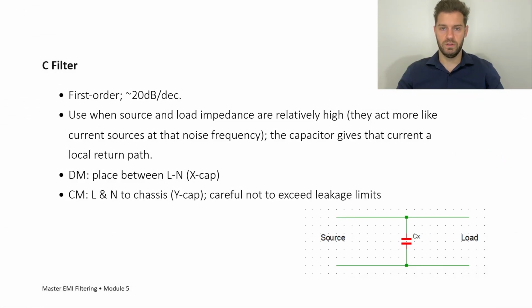Starting off with the C filter, a C filter is a first-order filter. It provides around 20 decibels per decade of attenuation. So when do we use a C filter? A C filter is mainly used when both the source and the load impedances are relatively high. Or in other words, the source and the load are both acting like current sources at that noise frequency.